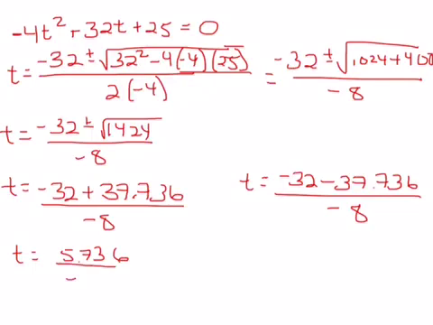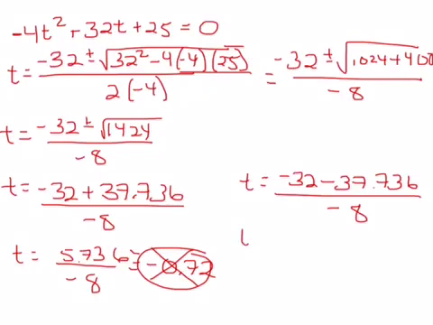over negative 8. But this is a problem. This is going to give us approximately negative 0.72. We're talking about time here, and in this case it doesn't make any sense for us to have negative time. So we're going to discard that answer.